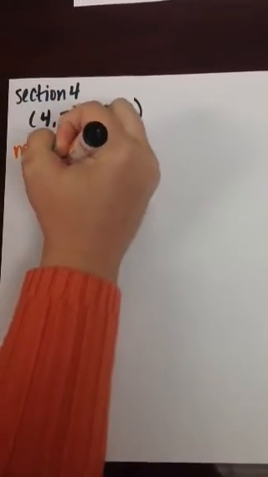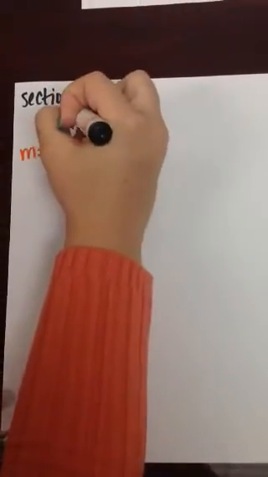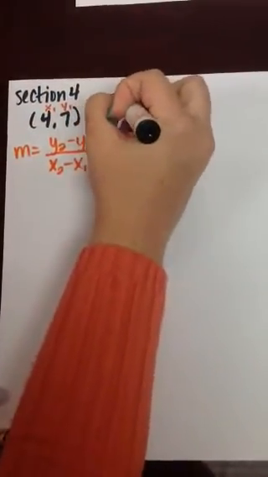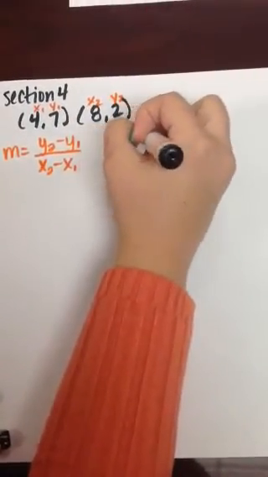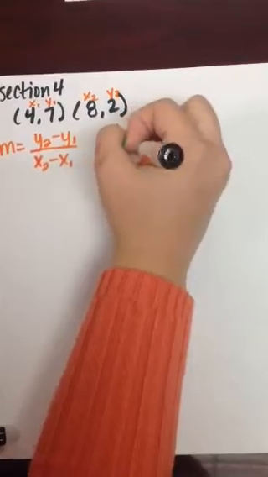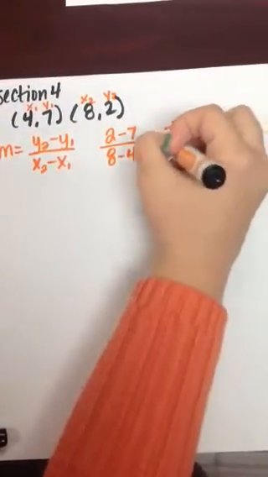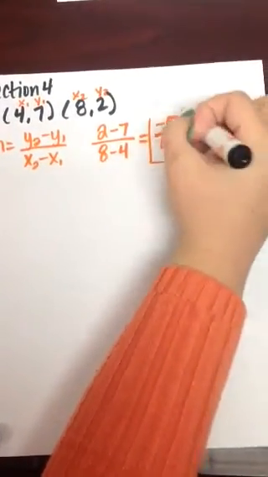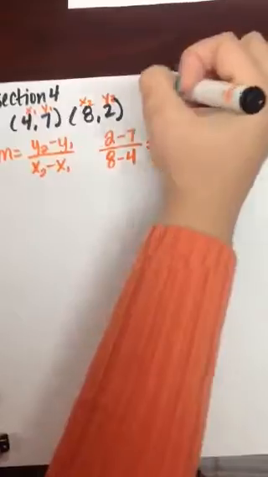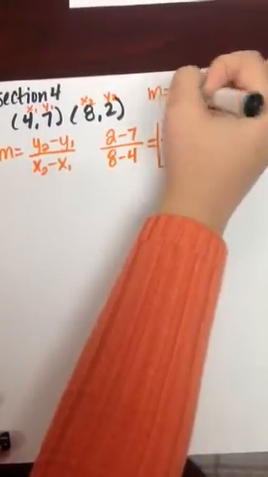y2 minus y1 all over x2 minus x1. So you label your points, x1, y1, x2, y2, and you just plug them in. So you got 2 minus 7 all over 8 minus 4. 2 minus 7 is negative 5. 8 minus 4 is 4. So there is your slope. So now we know m equals negative 5 over 4.